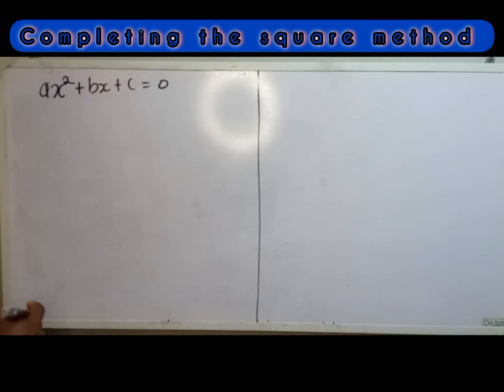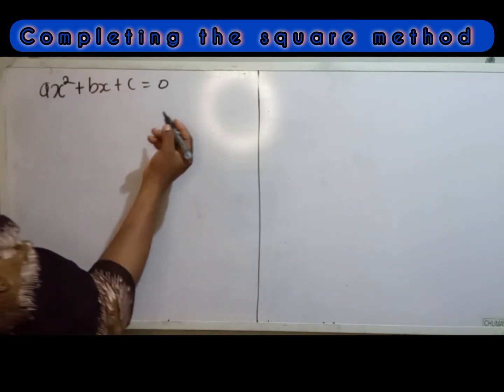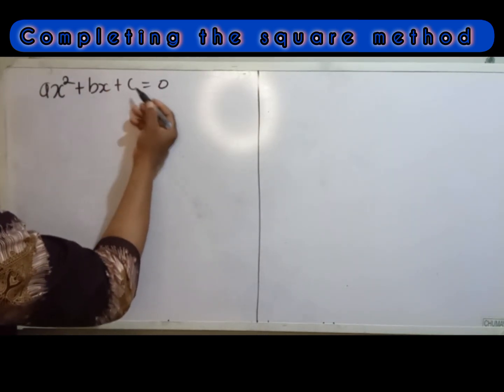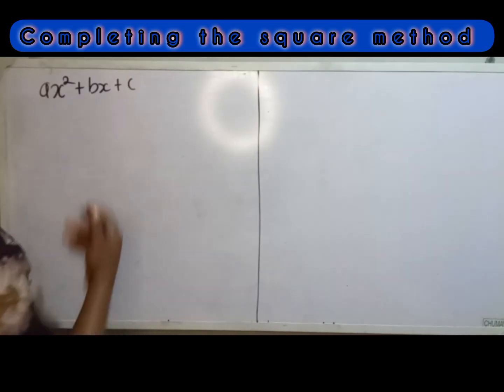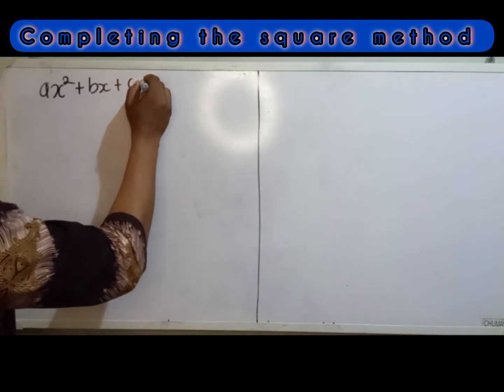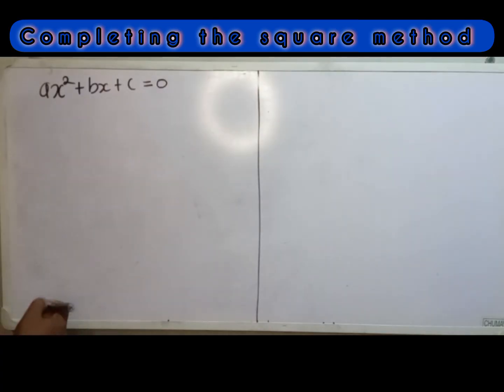And while this is here, it's an equation because there's an equality sign. Without the equality sign here, we'd have a quadratic expression. So it's an equation because of the equality sign we have here.